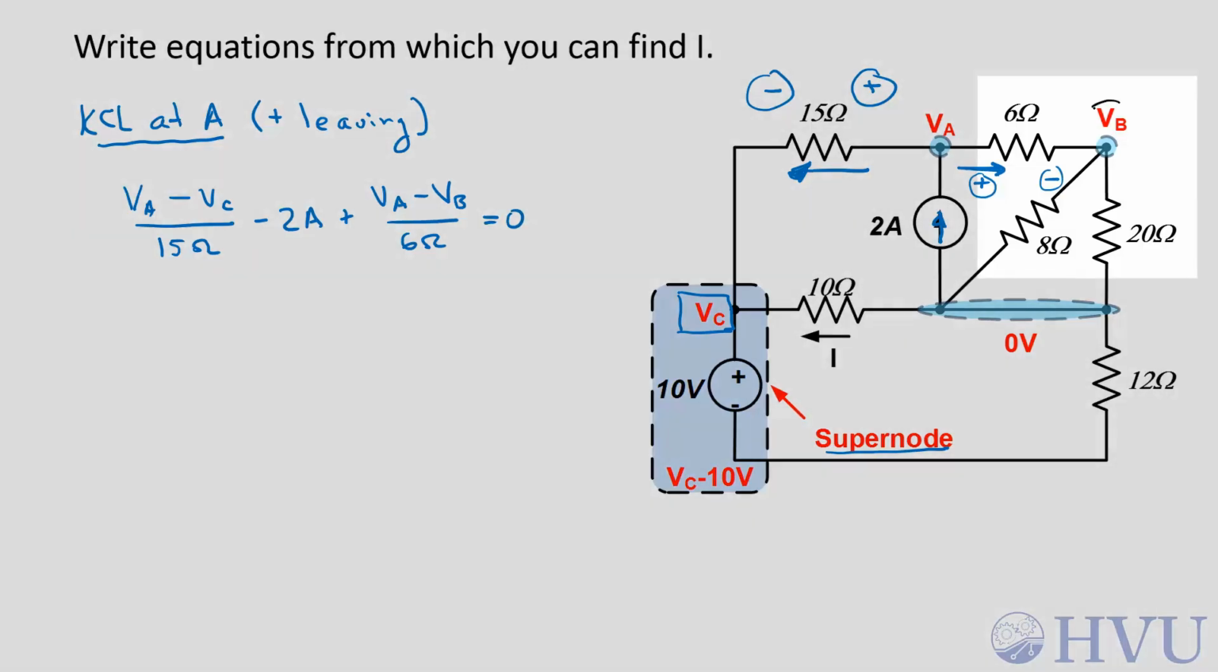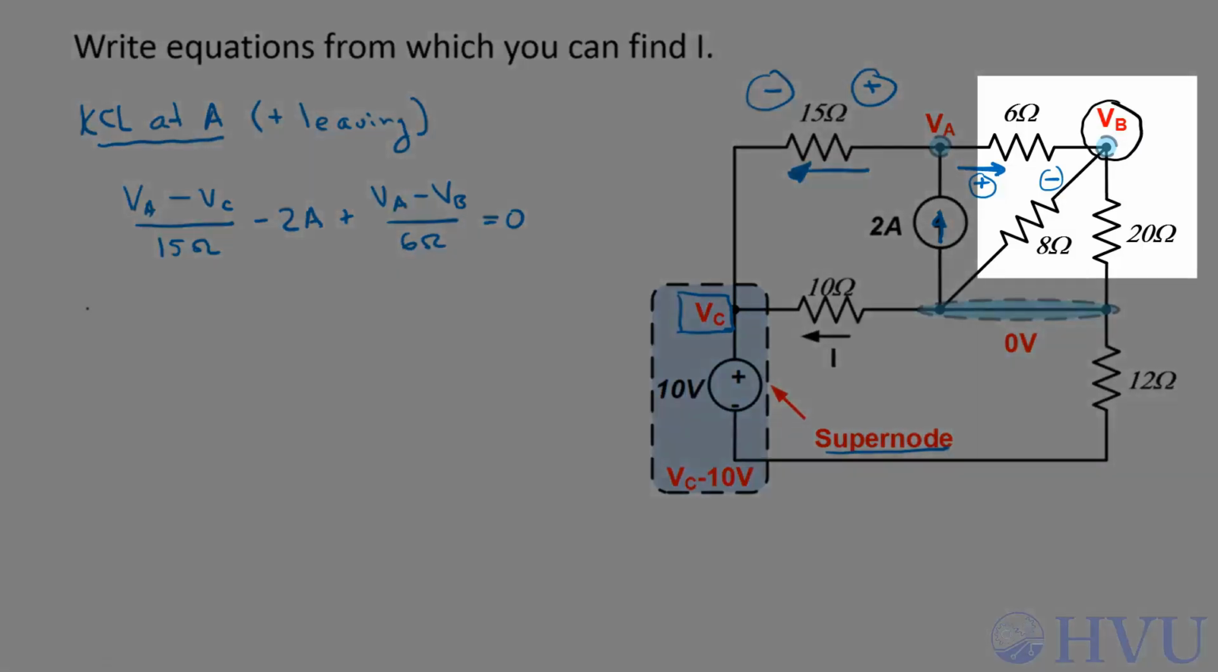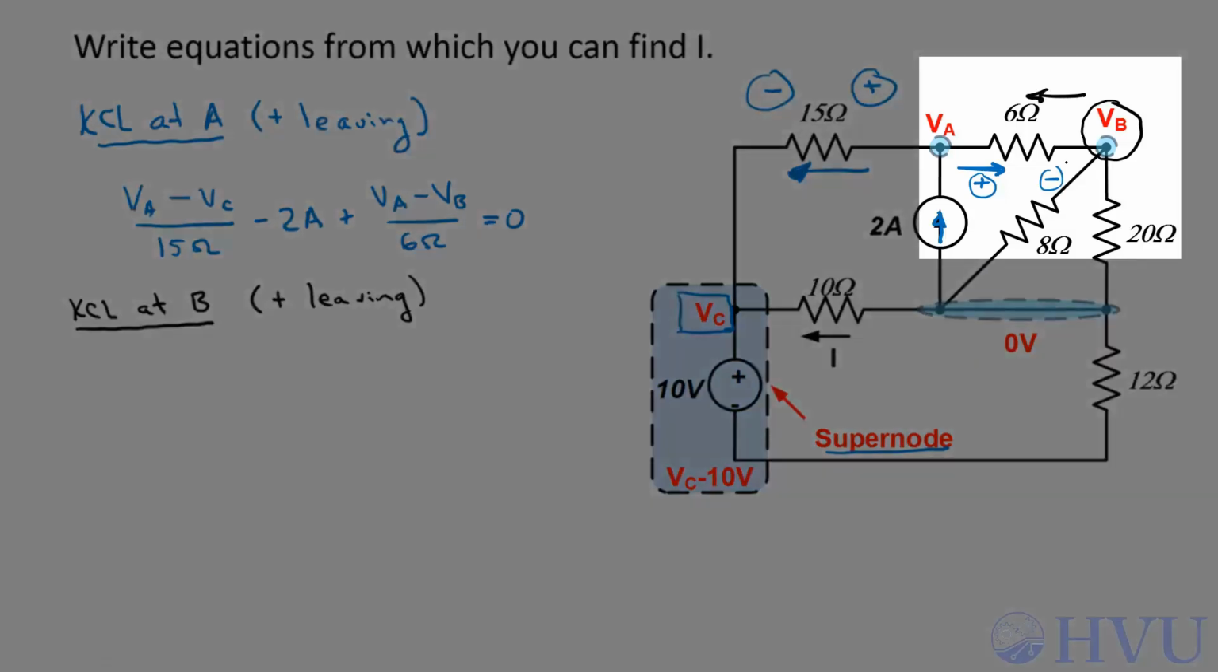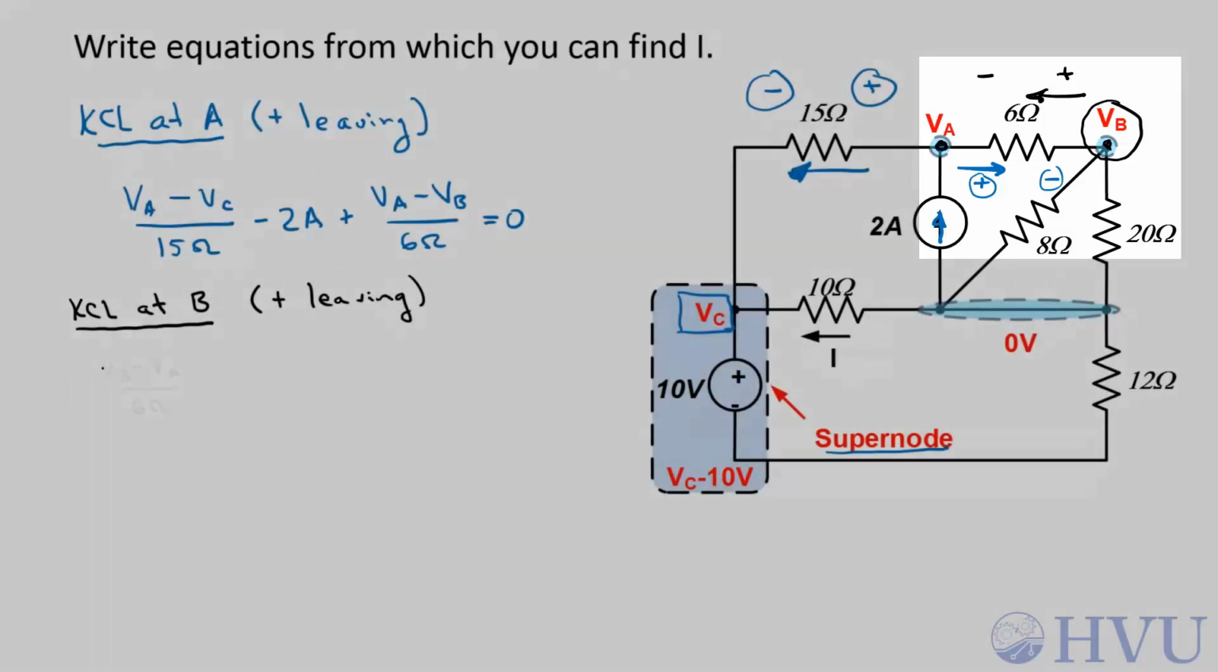Now let's look at node B up here. KCL at B, we get to assign our sign convention on currents independently at each node, but I think I'll stick with positive currents leaving the node. The current leaving node B through the 6 ohm resistor implies a polarity of plus here and minus here. So this current's going to be VB minus VA over 6 ohms.